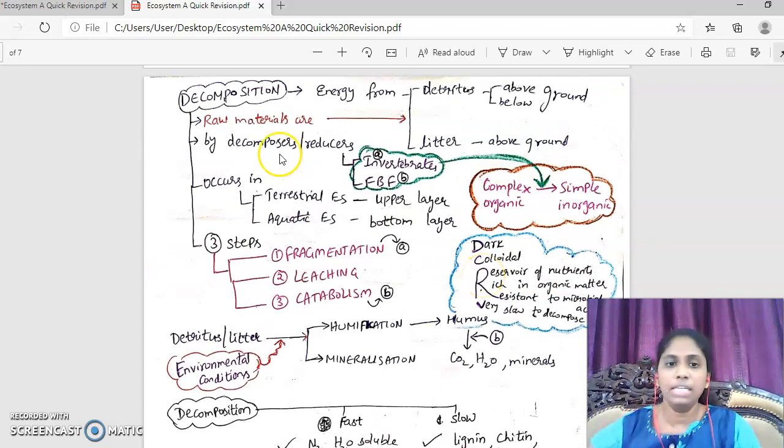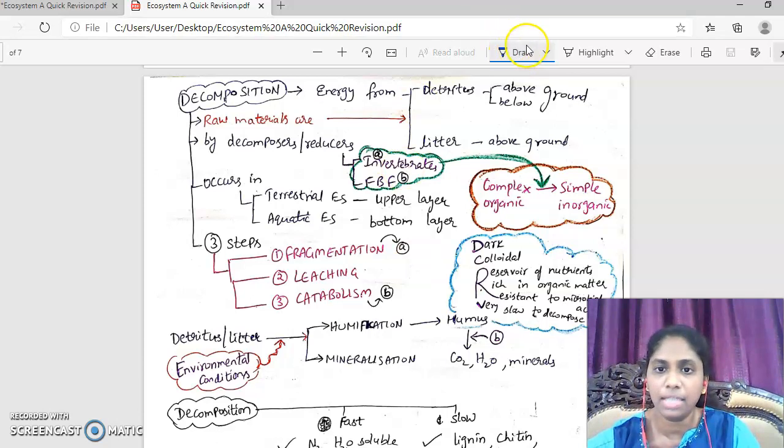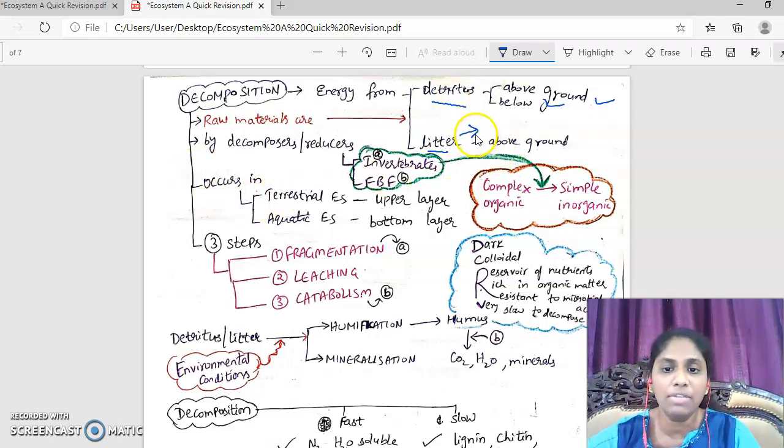Now decomposition, if you can see here. So decomposition is a process wherein raw materials are used. The raw materials are detritus and litter. Detritus refers to above ground and below ground dead and organic matter, or dead matter of both plants and animals, while litter refers to only the fallen off leaves, fruits, bark, plant and all. So litter purely refers to the plant matter, while detritus is both plant and animal. So litter is above the ground, while detritus is below as well as above the ground.